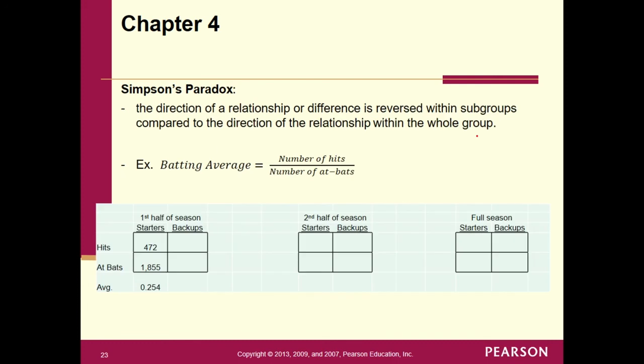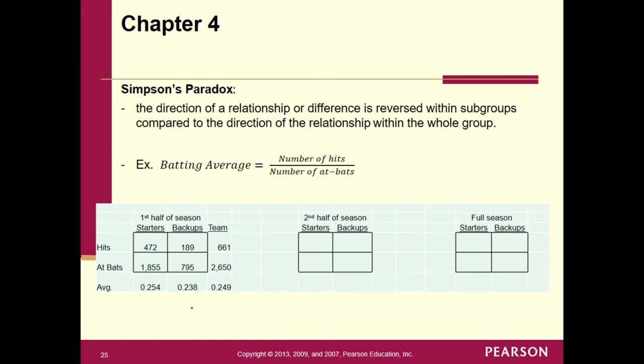So I gave an example here, in the first half of the season. As you can imagine, there's starters and there's backups, and the team prefers to have their starters in. When you took a look at the first half of the season, the starters had a batting average of 254. The backups, as you can imagine, had a lower batting average of 238. So these are the two groups, the starters and the backups, and the team average turned out to be 0.249. So they had a 249 batting average overall for the team in the first half of the season.